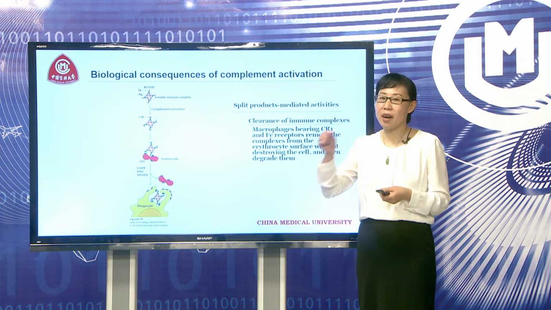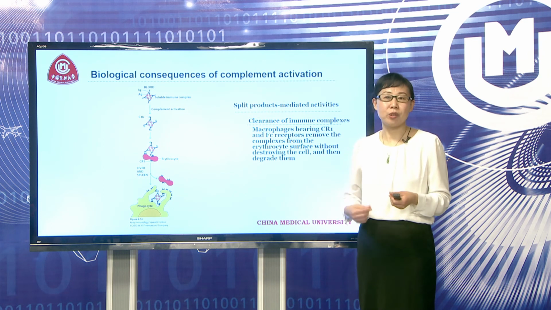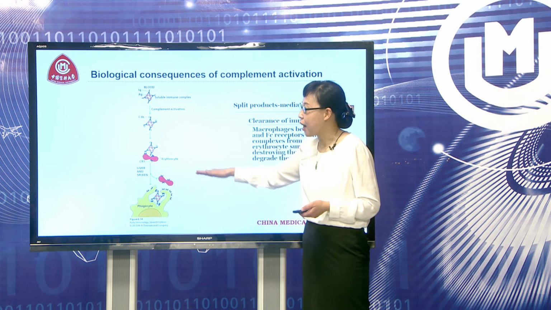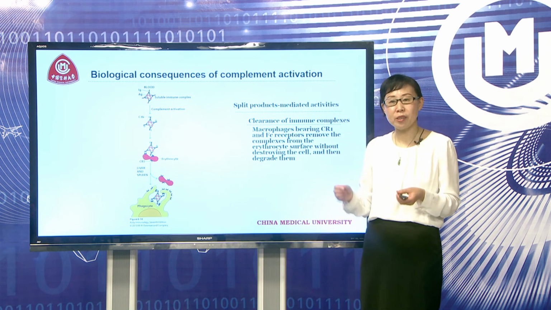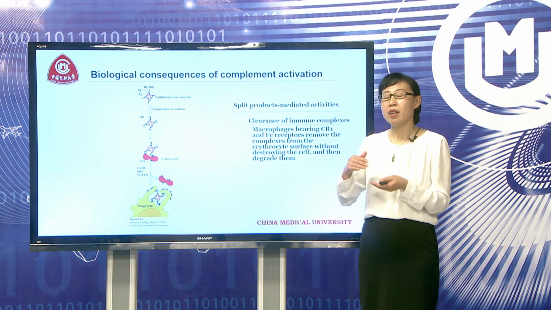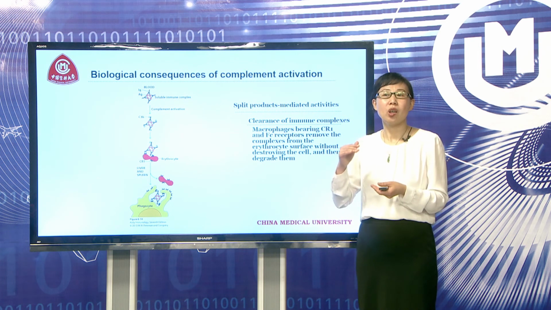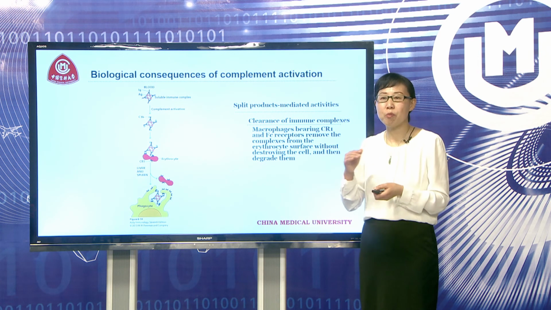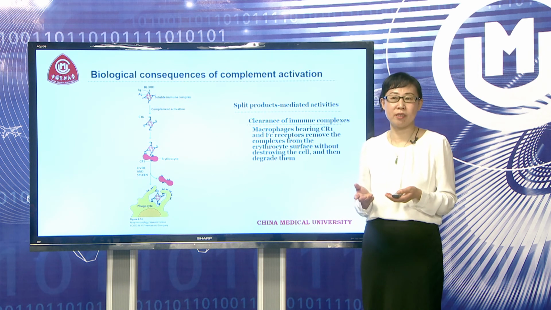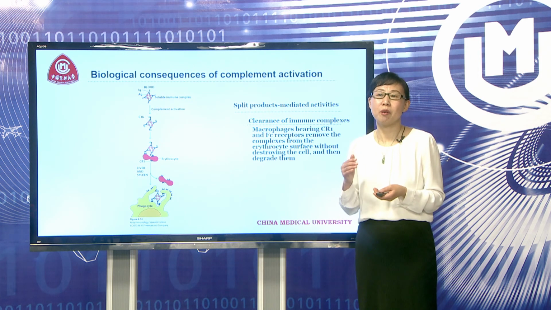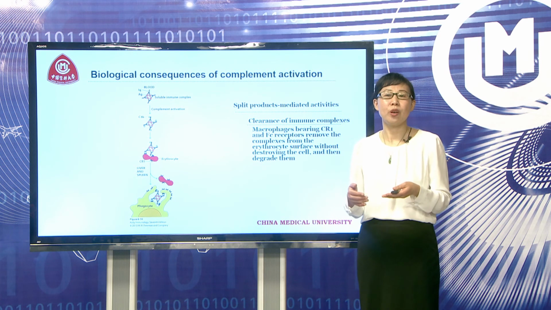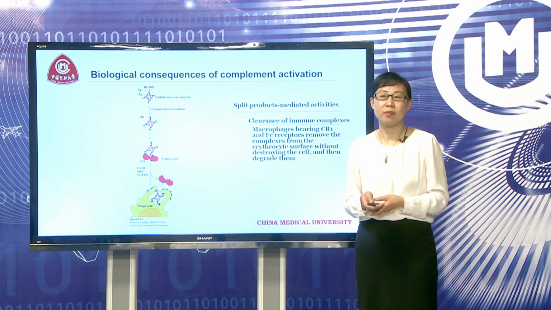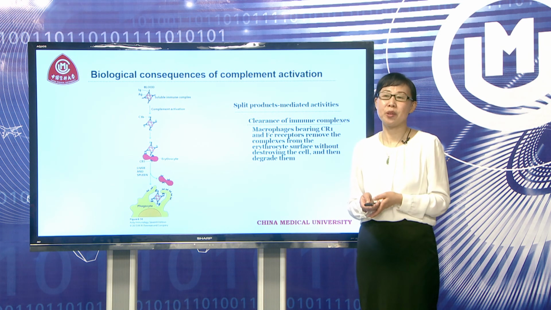So red blood cells carry those complexes. They travel in the blood circulation, and then they will be carried to the liver and spleen, where the phagocytes are located. The phagocytes express more complement receptors and Fc receptors, so they can remove the complex from the red blood cell surface without destroying the red blood cells. Then they will internalize the complex and degrade them. That is the clearance of the immune complexes.